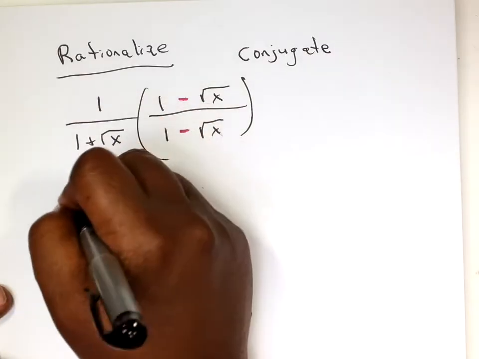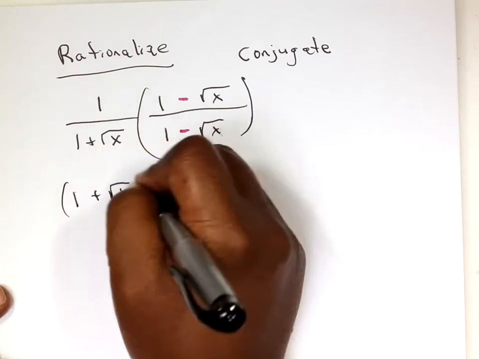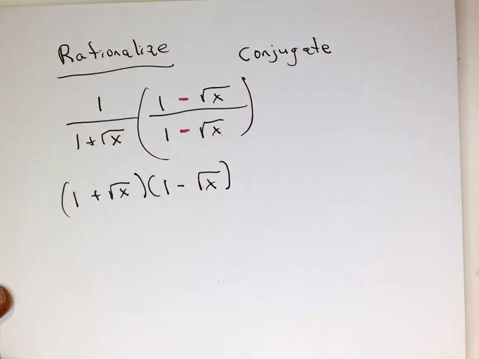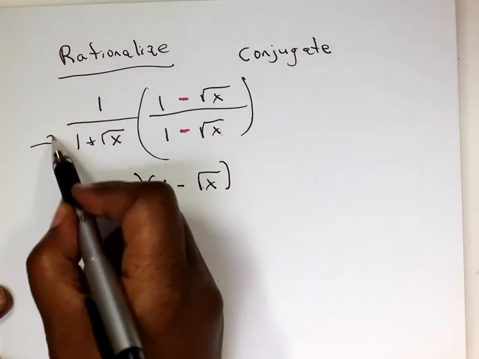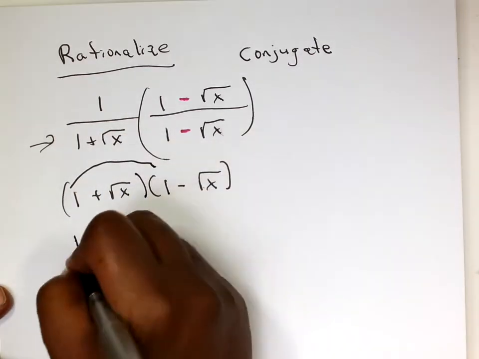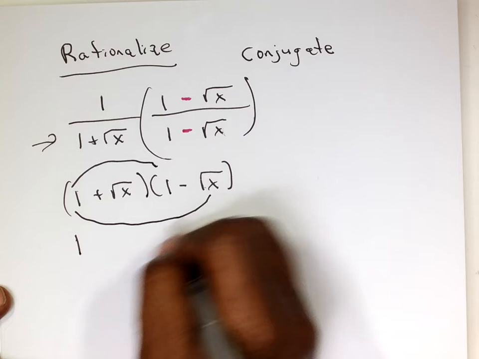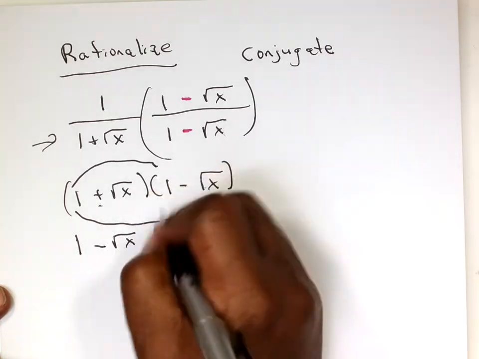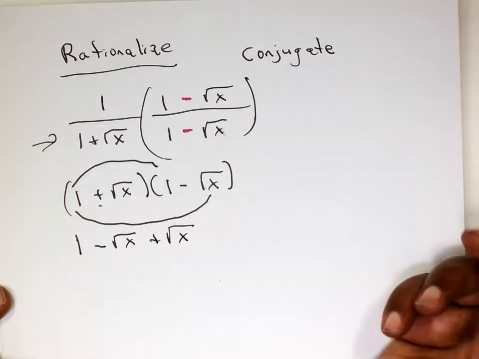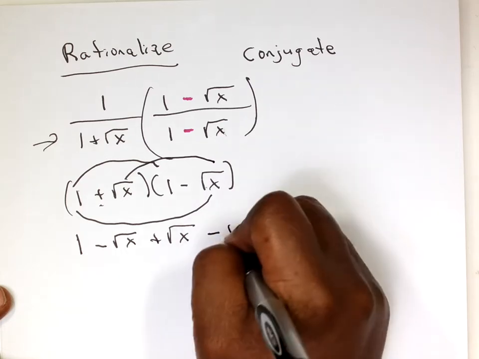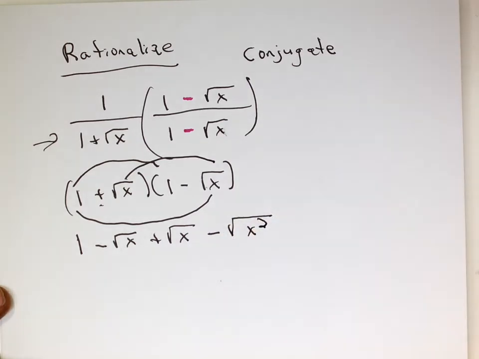So I'm just going to do this multiplication out, which you don't have to do all the time, but I'm going to do it out on the side so you can see why this works. So I'm just looking at the bottom here. So when I FOIL it, I get 1 times 1 is 1. 1 times negative square root of x is negative square root of x. Positive square root of x times 1 gives me positive square root of x. And square root of x times negative square root of x gives me negative of the square root of x squared.